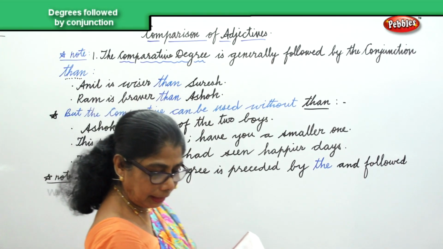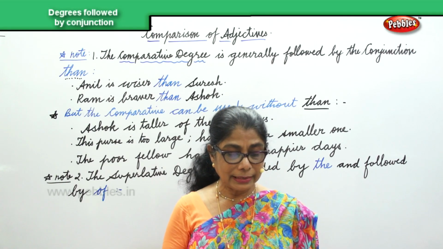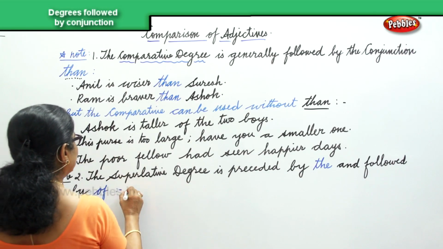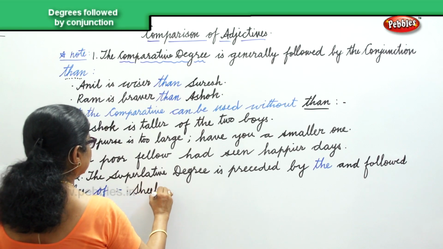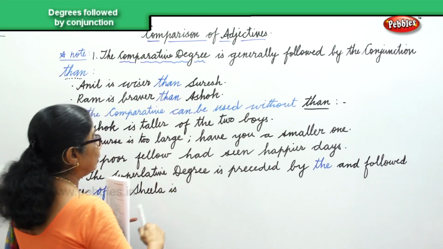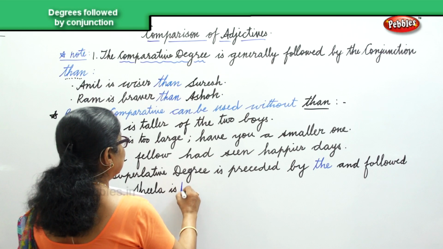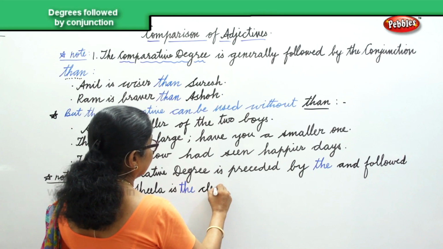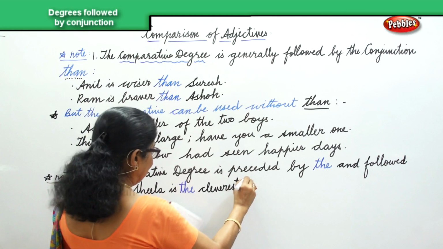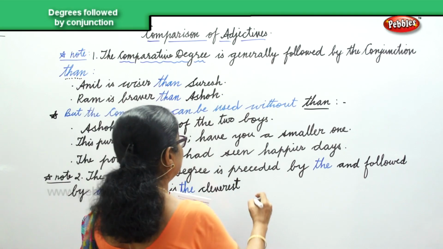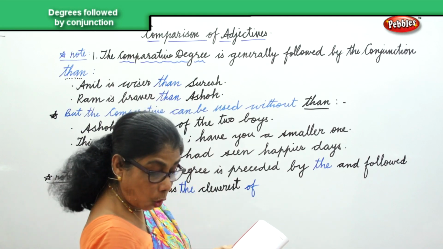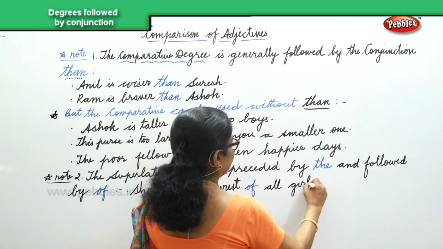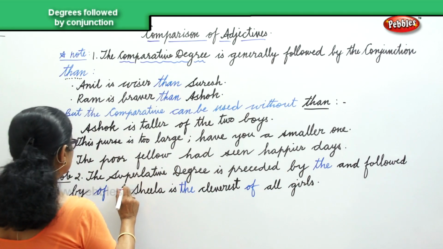Okay? Let's look at some sentences. Sheila is the cleverest of all girls. So we have a couple of sentences to look at. Sheila is the cleverest. Cleverest of all girls. Okay, then that is A.